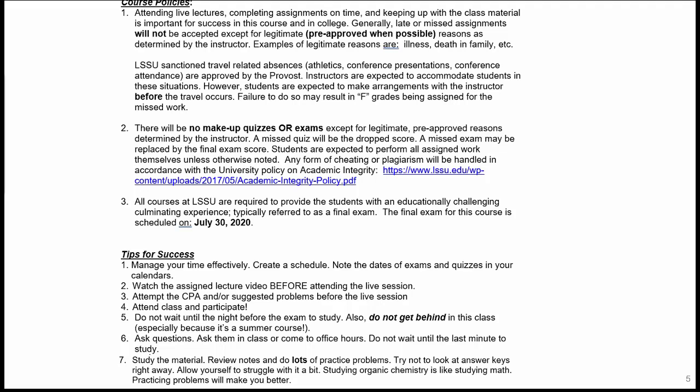I definitely would not wait until the night before the exam to study, and also do not get behind in class. You are allowed to use your notes and the reaction book for the exam, but it's important to know how to use those notes and where to find things as well. So don't just rely on the fact that you have that as a crutch.